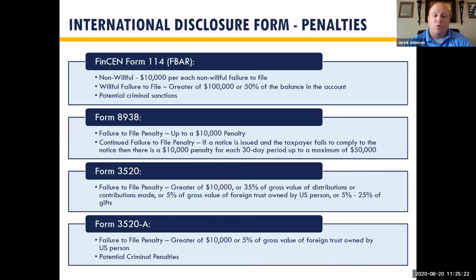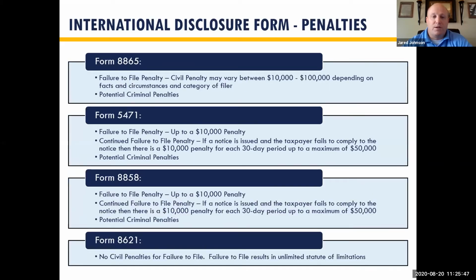The 3520 and 3520A, you can see the penalties here, the greater of 10% or a percentage of the value of distributions or the assets held in the trust. And you can see that the 3520A does carry with it a potential criminal penalty. So the next page has the rest of the forms, the 8865, 5471, you can see the different penalties here, as well as the 8858.